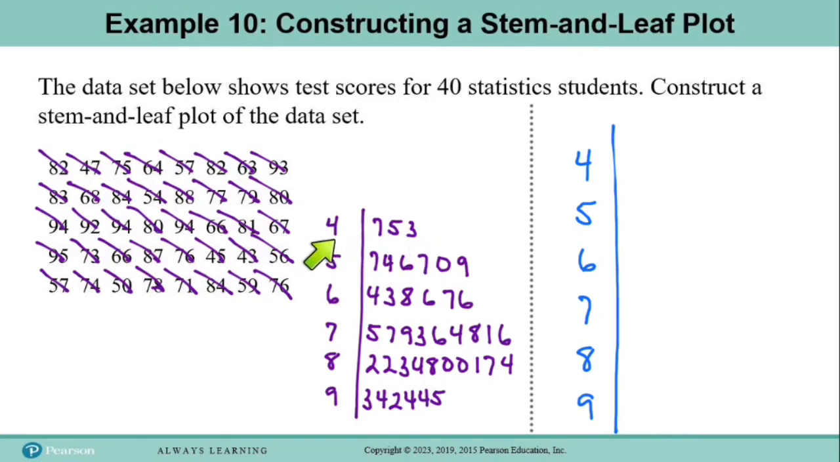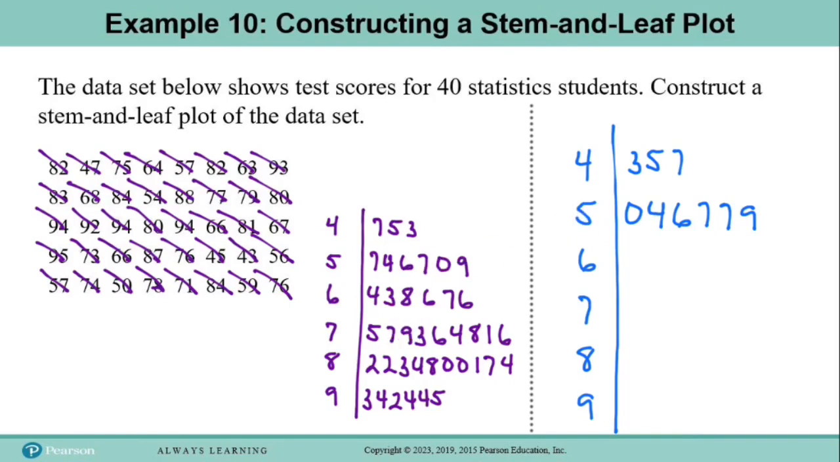So the leaves for the data values that are in the 40s will be 3, 5, 7, just taking these same leaves and putting them in order from smallest to largest. The leaves for the data values that are in the 50s will be 0, 4, 6, 7, 7, 9. Now what I like to do is count them up and make sure that I didn't miss any. So 1, 2, 3, 4, 5, 6. And that way you don't miscopy anything.